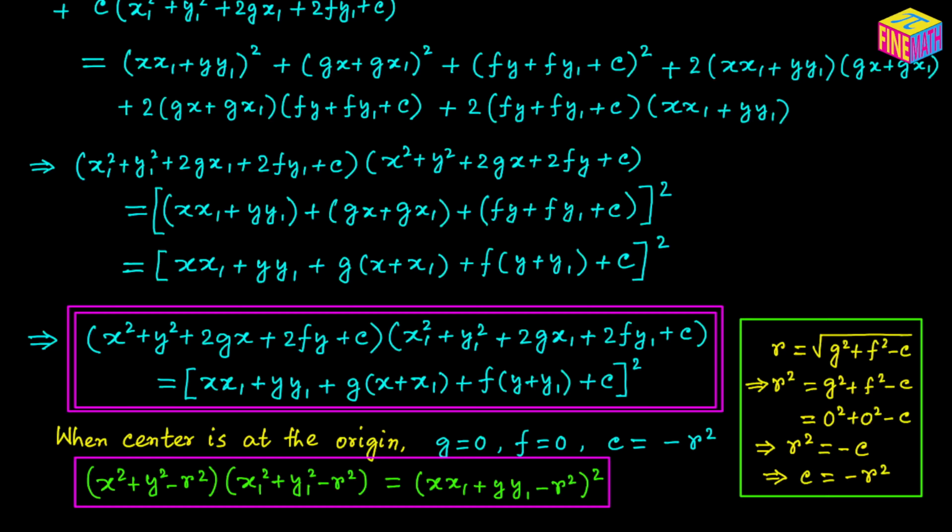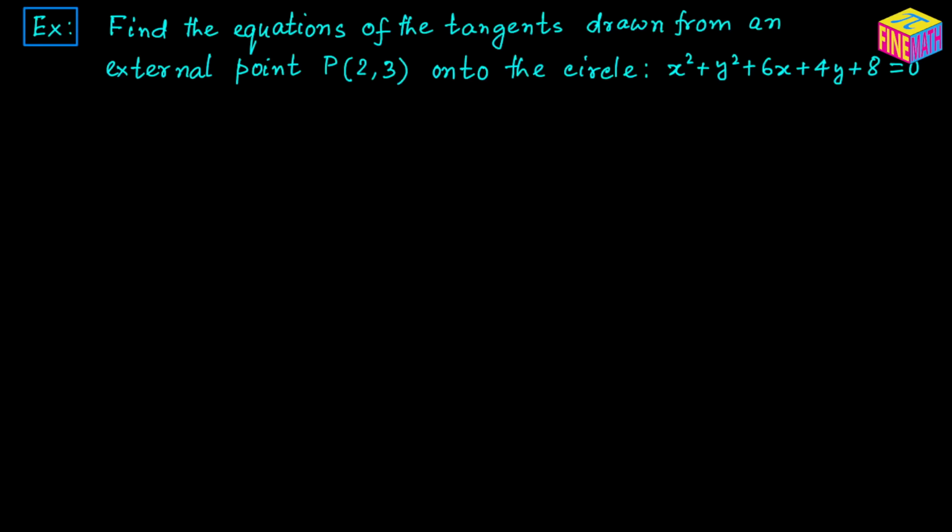So we have been able to derive the main formula here, which is nothing but the joint equation of the 2 tangent lines. Next, let's take an example. Let's suppose we have an example like this. It says find the equations of the tangents drawn from an external point P whose coordinates are (2, 3) onto the circle x squared plus y squared plus 6x plus 4y plus 8 equals 0. So let's get started with the solution.